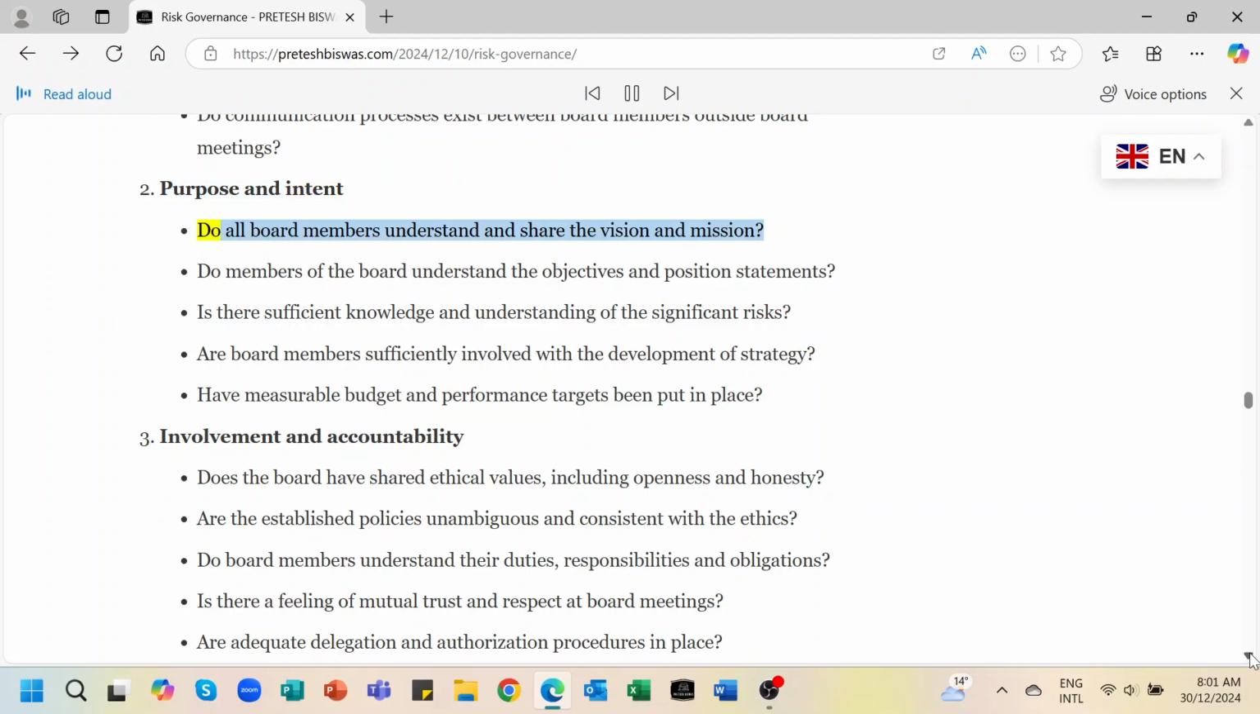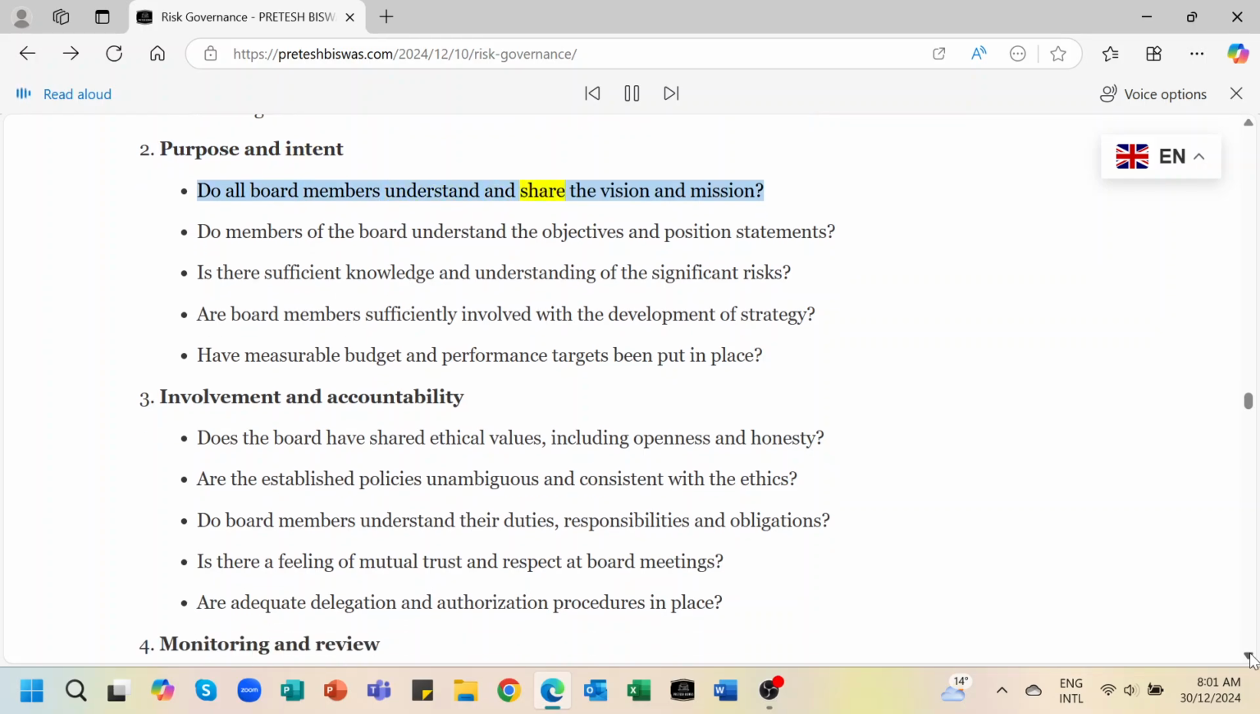Purpose and intent. Do all board members understand and share the vision and mission? Do members of the board understand the objectives and position statements? Is there sufficient knowledge and understanding of the significant risks? Are board members sufficiently involved with the development of strategy? Have measurable budget and performance targets been put in place?